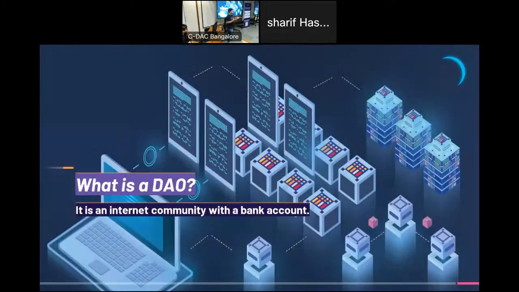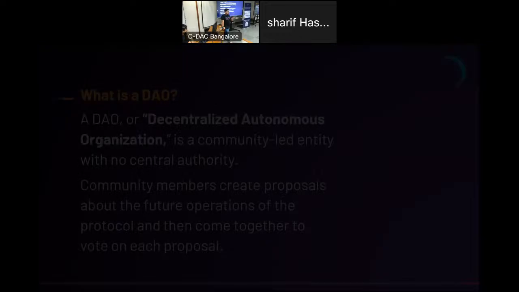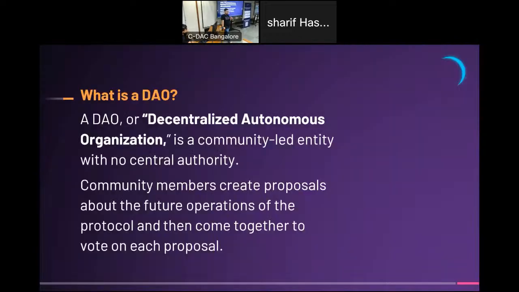So what is a DAO? And nearing the end of the demonstration part of it, what is a DAO? A DAO is basically an internet community with a bank account. Next slide. So what does that exactly mean? DAO stands for Decentralized Autonomous Organization, right? It's basically a community of people coming together on the internet and deciding to work for a cause. It's like an NGO, but with a bank account, right?